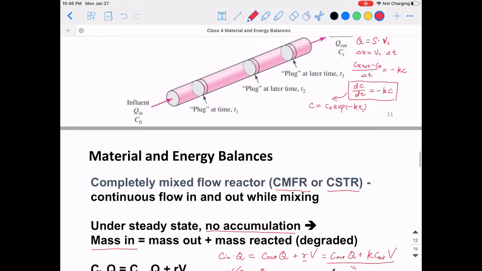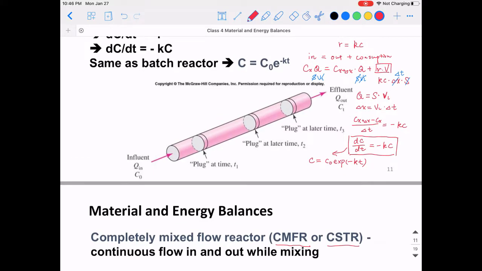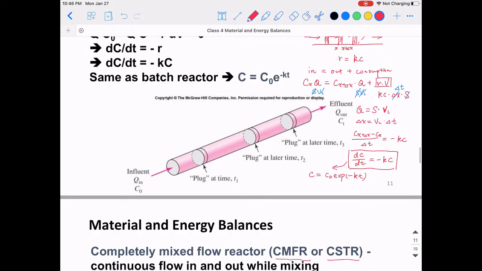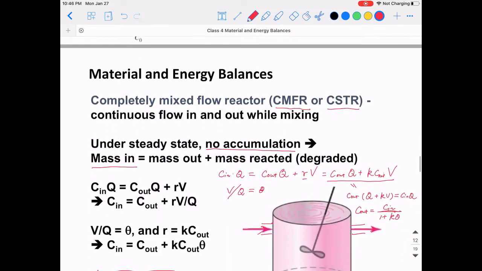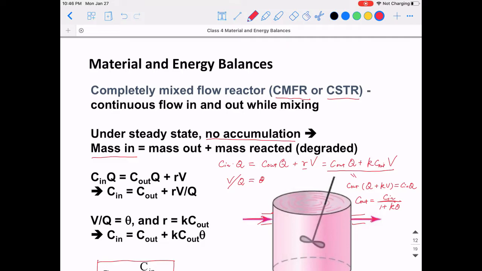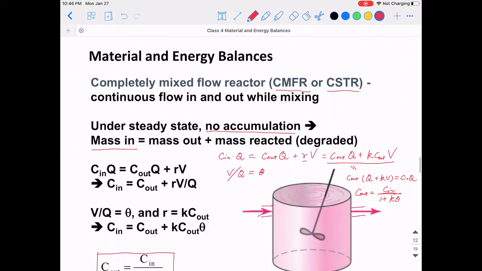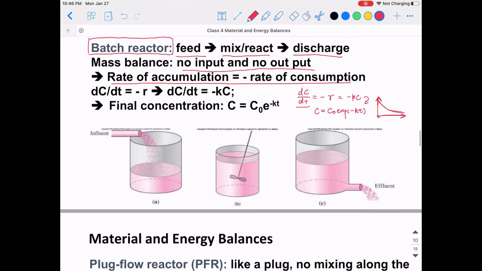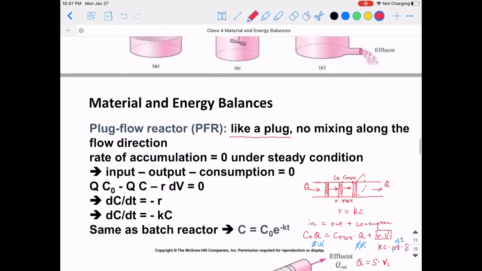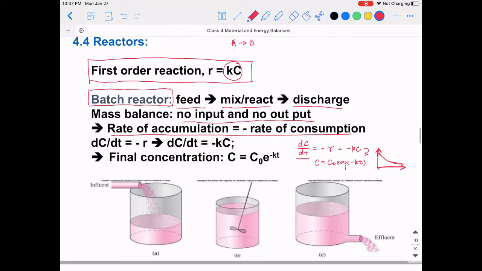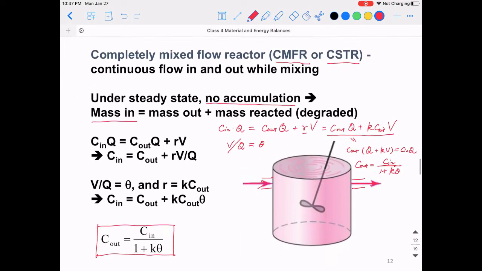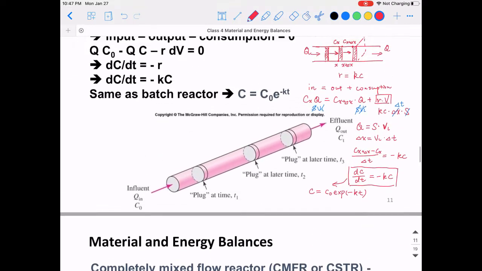You can see that both the PFR and the CSTR can have a continuous flow going in and coming out. So these reactors are best suited for flows that continuously go through the reactor. This is not like a batch reactor, although the CSTR or CMFR looks like a batch reactor, because we have an inlet and outlet that continuously let the mass go through this reactor. That is why the reaction rate for the batch reactor and the CSTR are different.